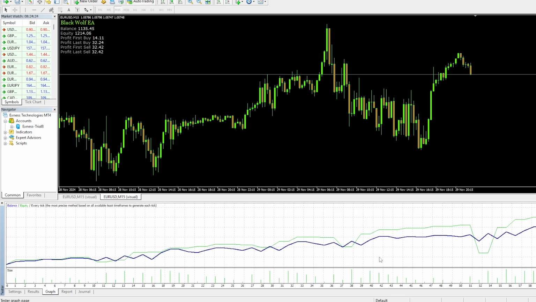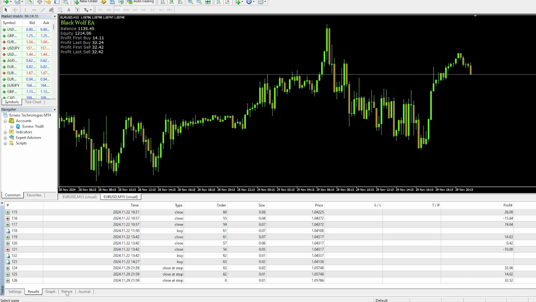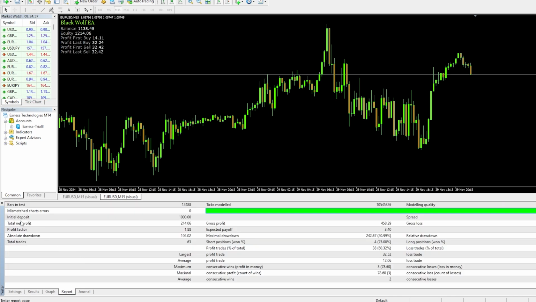So here in the background we have finished the demo test. So this is our final graph section, and let me show you now the result section. So here on the report section, I am going to explain everything to you, that our initial deposit amount was $1,000, and with 100% tick history updated data, we have gained a profit amount of $214.06 with the balance maximal drawdown percentage of 20.99%. It is a huge drawdown rate that I have warned you about.